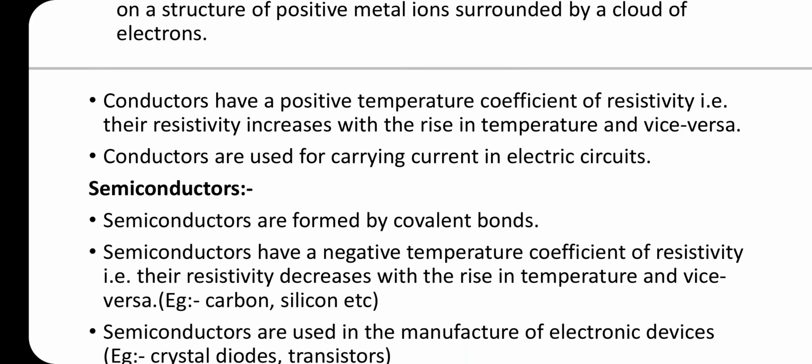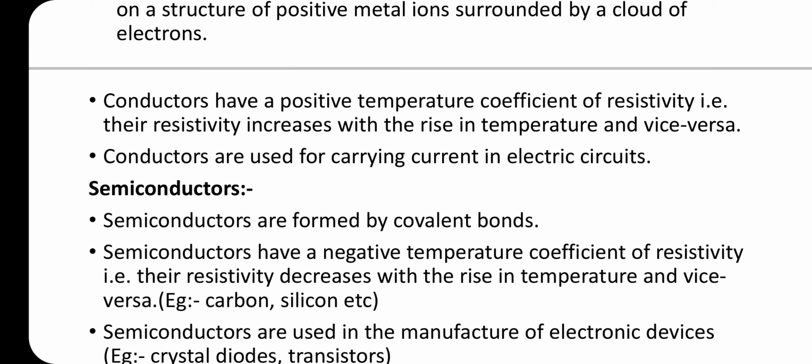Conductors have a positive temperature coefficient of resistivity. That is, their resistivity increases with the rise in temperature and vice versa. Conductors are used for carrying current in electric circuits. Semiconductors are formed by covalent bonds. Semiconductors have a negative temperature coefficient of resistivity.